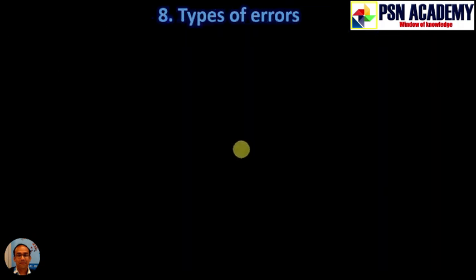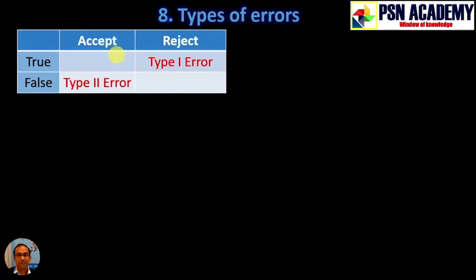Next, types of errors. See this table? This is hypothesis true, this is hypothesis false. So if the hypothesis is true in fact, but you reject the hypothesis by mistake, then that is called type 1 error. And if the null hypothesis is false, but by mistake you do not reject the null hypothesis, then it is type 2 error. So accept is actually do not reject. It is better to use it like this.